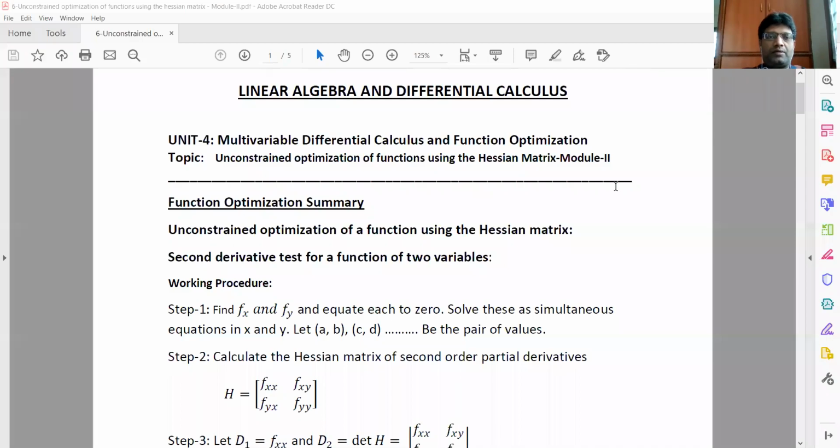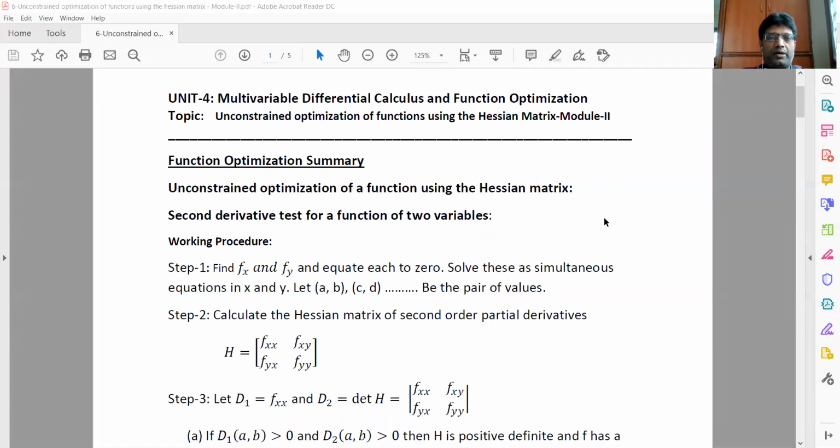Hello, welcome to the fourth unit, multivariable differential calculus and function optimization. In this video, we are going to see unconstrained optimization of functions using the Hessian matrix, which is the second module. We already completed the first module. First we'll see the summary, which we discussed already.